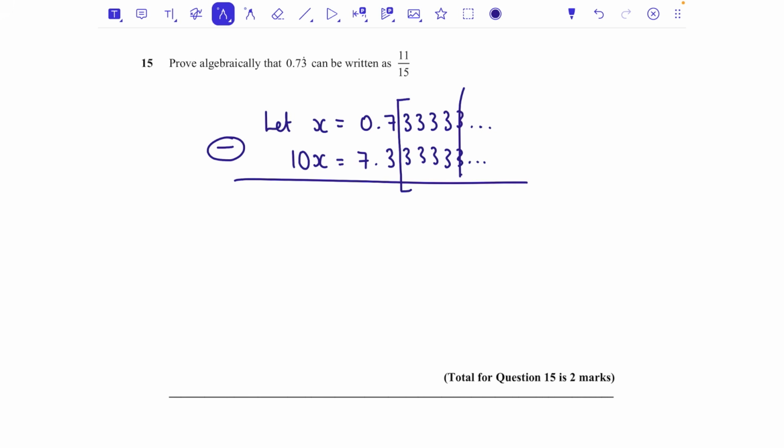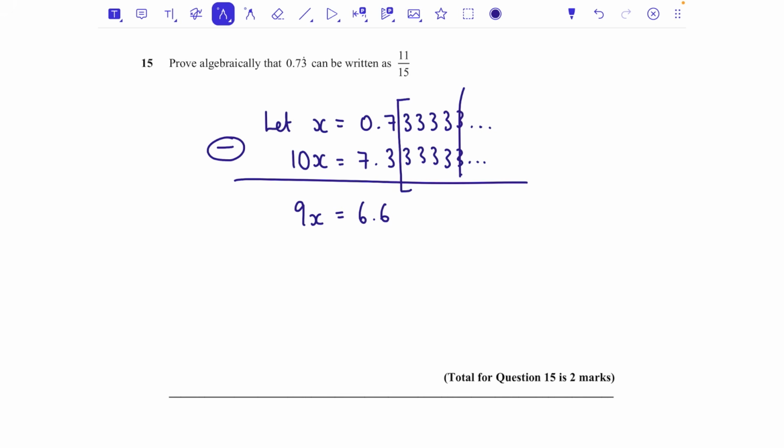If you want to write it out the other way, you absolutely can, or if you want to write it above, you absolutely can. But 7.3 take away 0.7, and that's going to be 6.6. So 9x, because I'm doing 10x take away x, is 6.6, which is 7.3 take away 0.7.